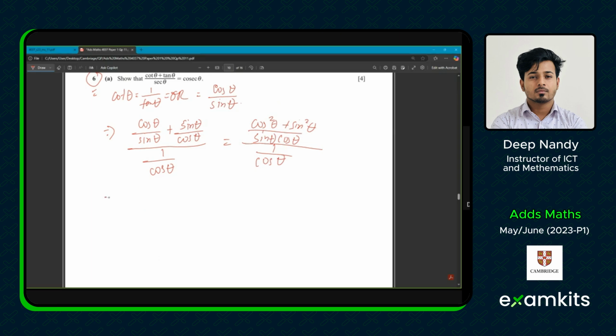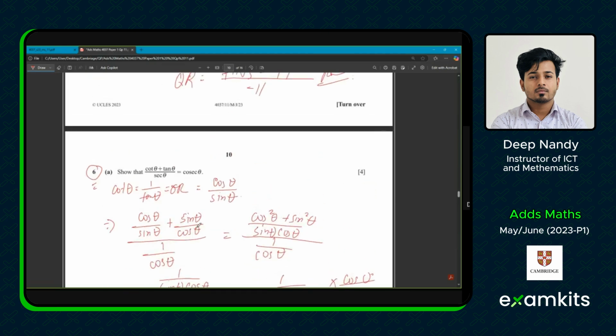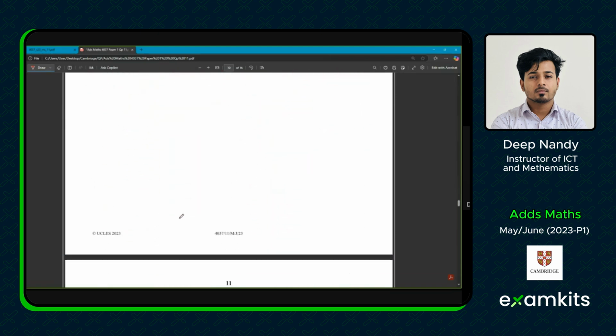Now that's 1 by sin theta cos theta divided by 1 by cos theta. So if we change that, it's 1 by sin theta cos theta into cos theta. This cos theta has been cancelled, so it's 1 by sin theta, and 1 by sin theta is defined as cosec theta. That's the proof. That's done.